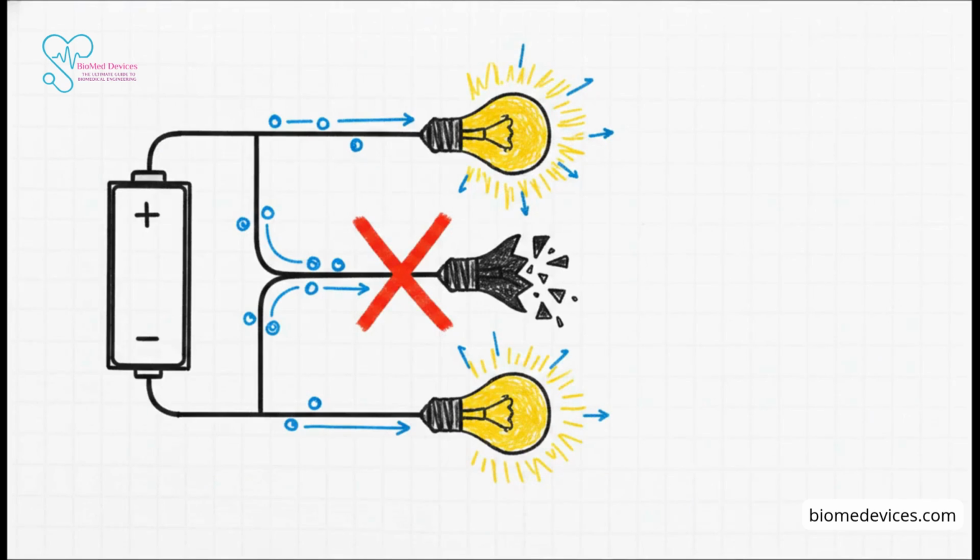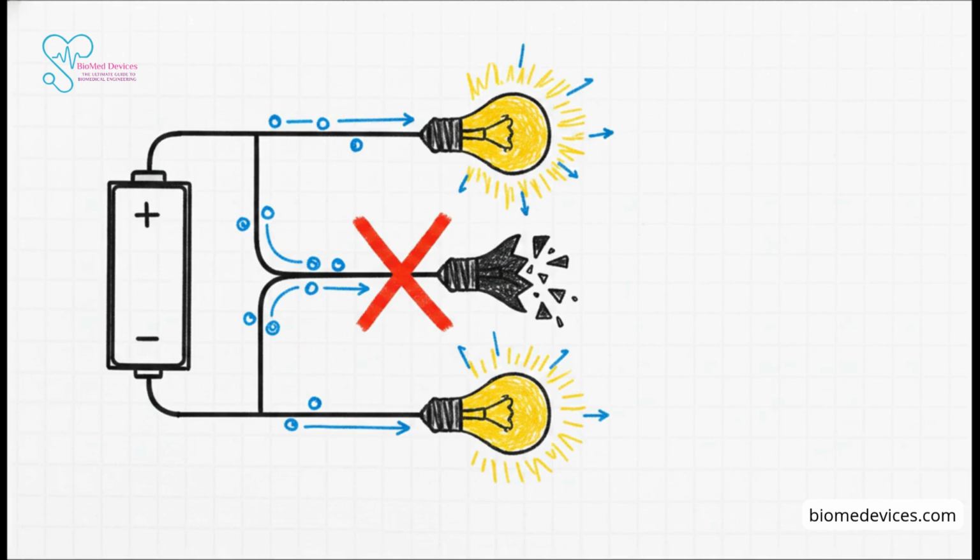Because every single branch connects directly across the same power source, every branch feels the exact same electrical pressure. Therefore, the voltage is exactly the same across every single component in parallel. And because the branches are independent, if one pathway gets blocked, say a light bulb burns out, the electrons just continue flowing down the other available paths.